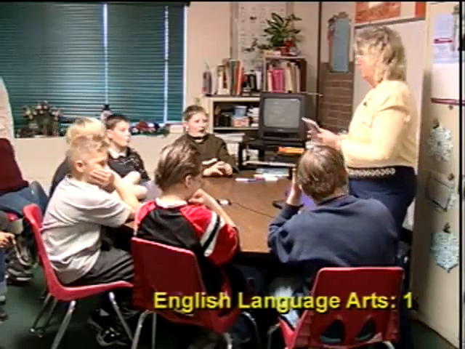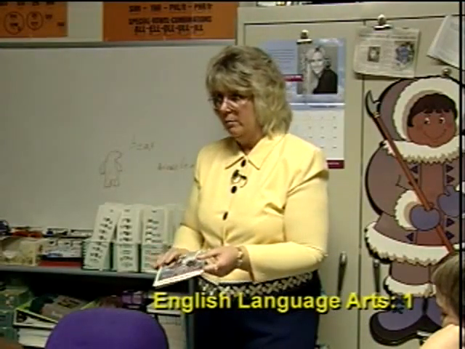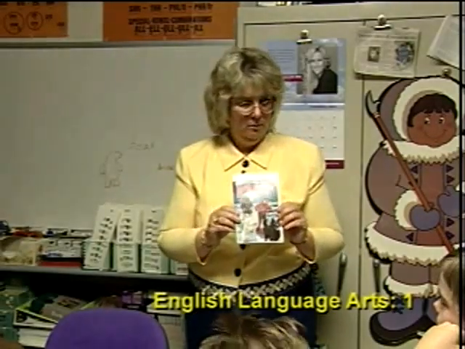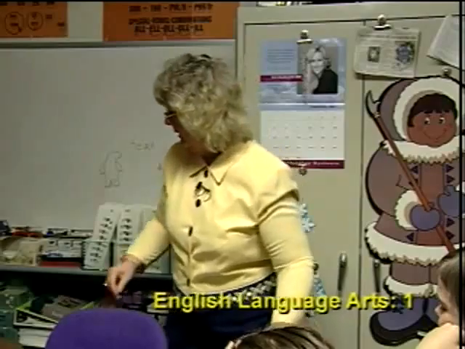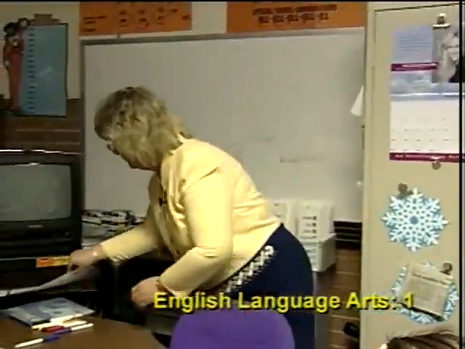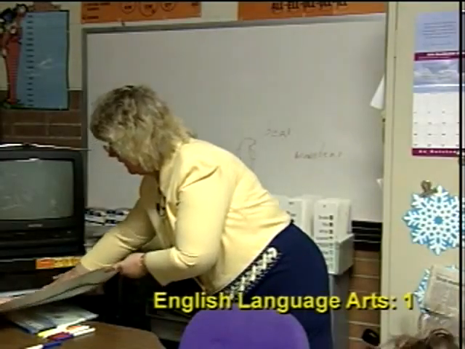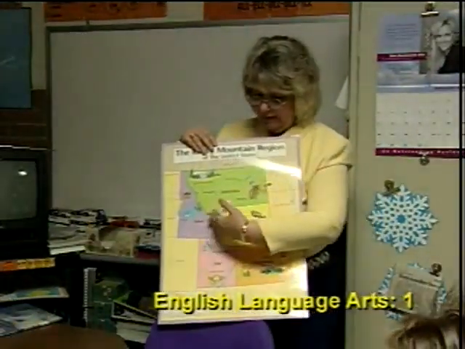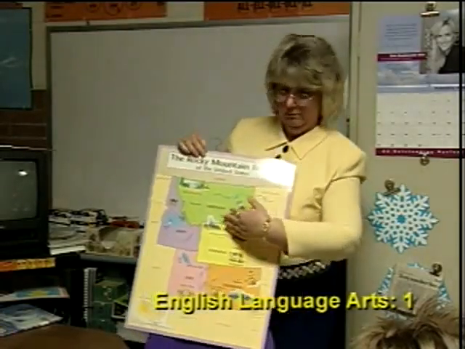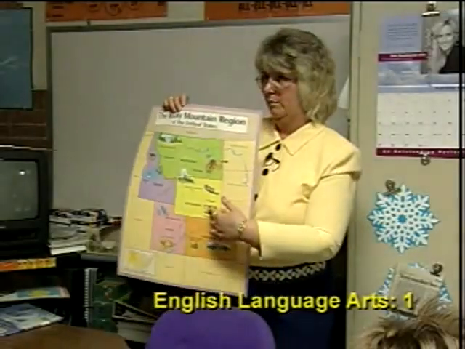Actually, we're going to start a new book, and it's called Stone Fox, and it's also about dog sledding, but this is going to be a book that's not located in Alaska. It is located in the state of Wyoming, which is right there. It's one of our Rocky Mountain regions, and so the story that we're going to read about today is in Wyoming.